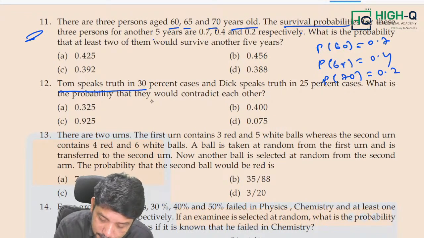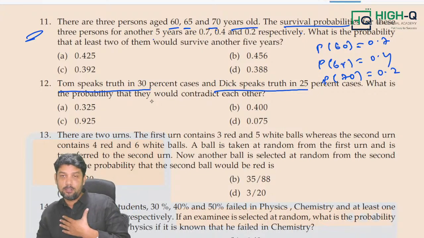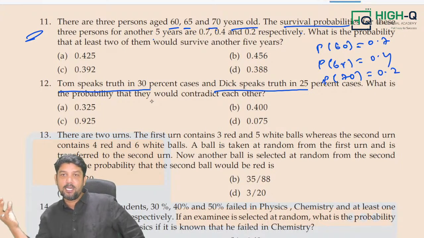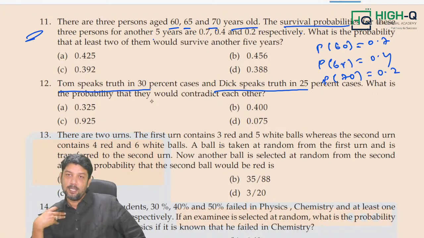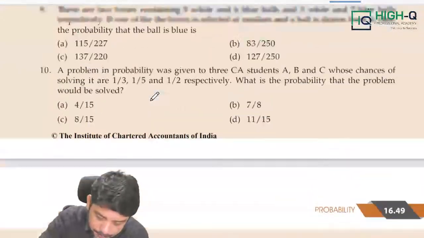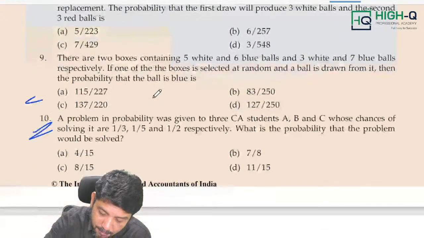Now, look at this, my dear. Tom speaks truth in 30%, Dick speaks truth in 25%. See, speaking truth is independent only. For example, myself and my friend, both are there. I'm speaking truth and he is speaking truth. It is nothing to do with us. The second person cannot influence me. If the second person influences me, we call it a dependent event. Otherwise, it is an independent event only. Now, these are the type of questions, always important, my dear. A problem is given to 3 students.